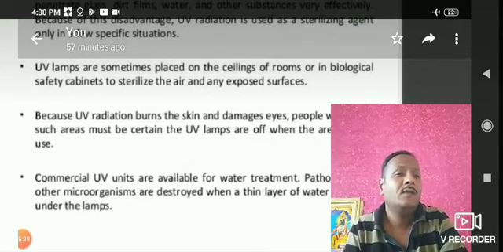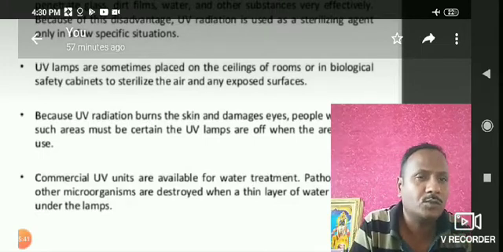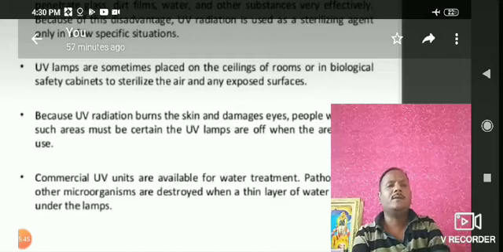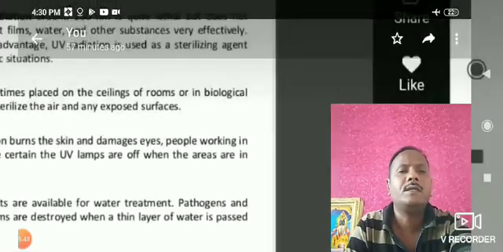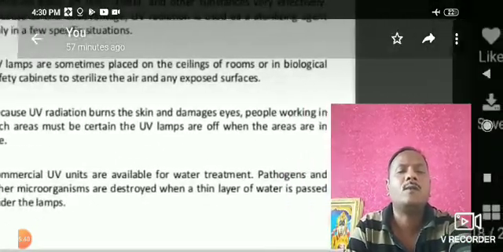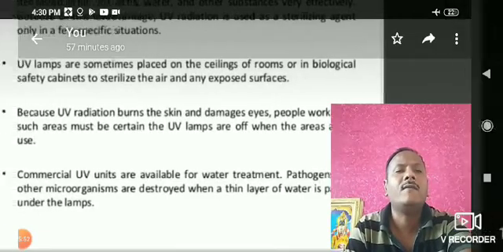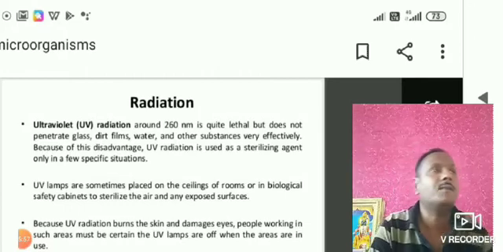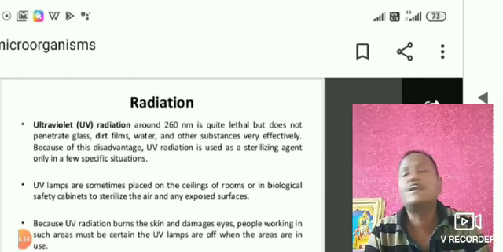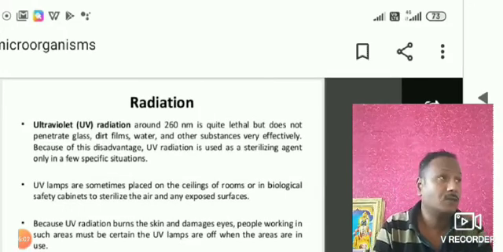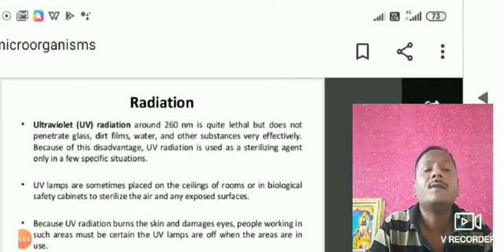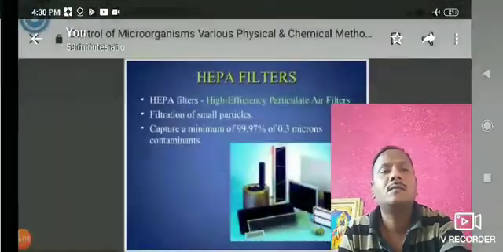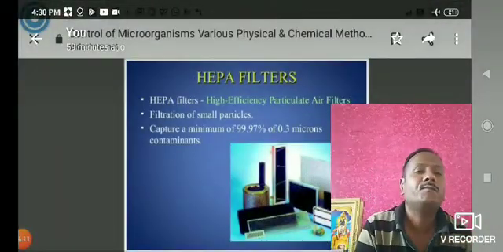And when we are inside the room, we cannot use the ultraviolet light. Commercial UV units are available for water treatment. Pathogens and other microorganisms are destroyed when a thin layer of water is passed under the lamps. It means that nowadays, the water filtration units in houses or outside also have ultraviolet radiations adjusted in them, due to which they are important.